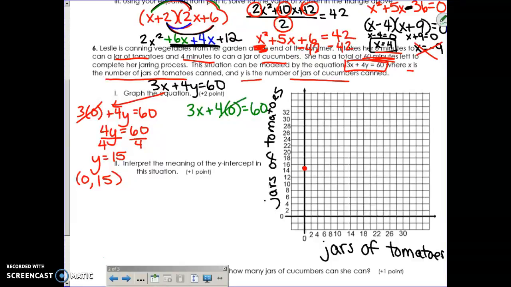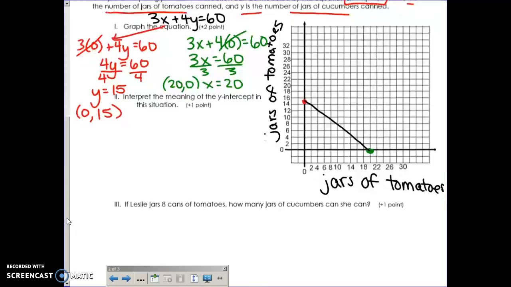When I solve for x on this side, I get my x-intercept is at 20, which means it's really 20, 0. So put a dot there. Well, you've got 2 points, so connect them. That's your graph. So standard form actually sets it up very nicely for you.